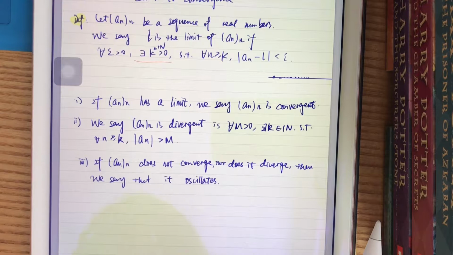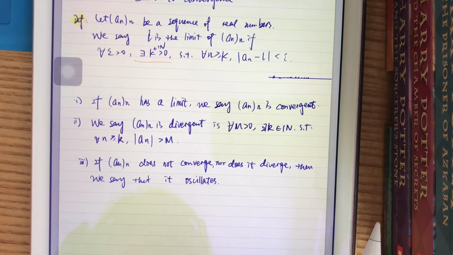So when looking for the limit of a sequence, we don't care about those terms in the front. We only care about those terms after K.